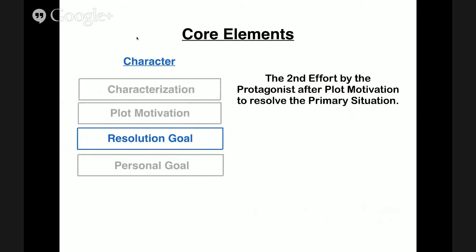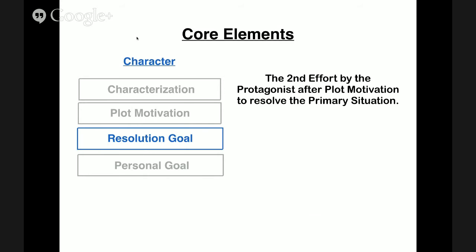The resolution goal. The resolution goal is like the plot motivation. It's a response to the primary obstacle, except this response is a much more matured, experienced response. Okay? The plot motivation was like a gut reaction. What do we do? Quick. The resolution goal is more thought out.